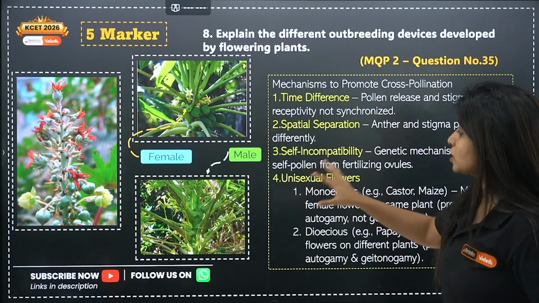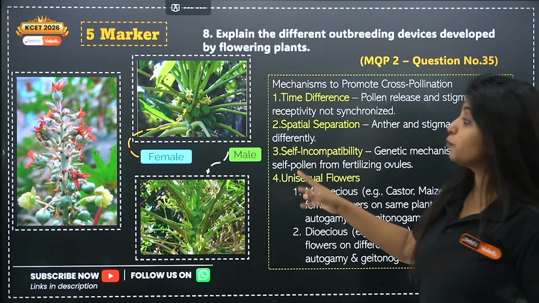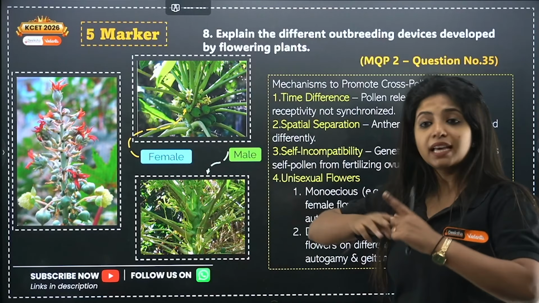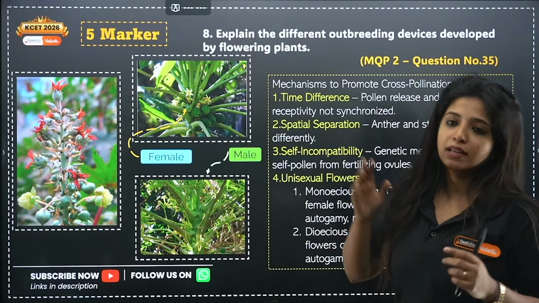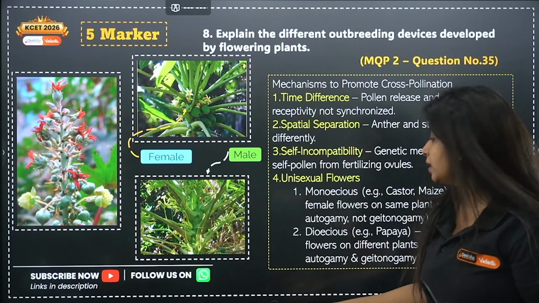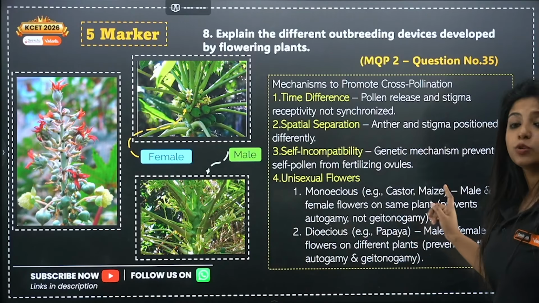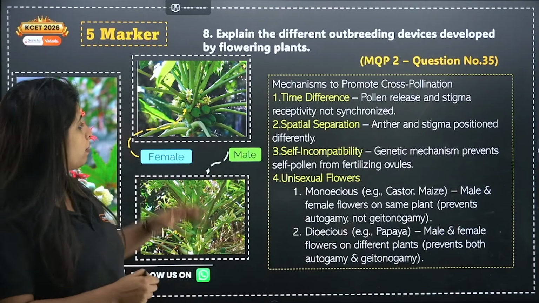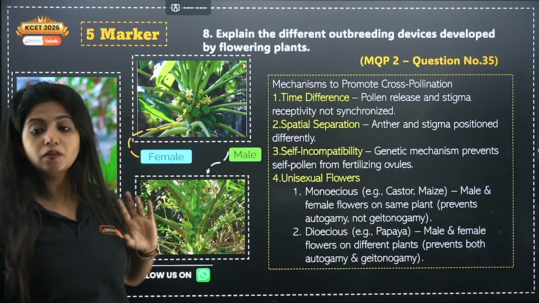Now, the next one is unisexual flowers. There are some plants which are unisexual. Plants, as in one female plant, one male plant. In that, obviously, what is going to happen? Cross pollination is going to happen because only female plants are over here and male plants are over here. That is dioecious plants. Example is papaya. You call them dioecious, where the sexes are separate in two different plants. For example, papaya, female plant is there, male plant will also be there.